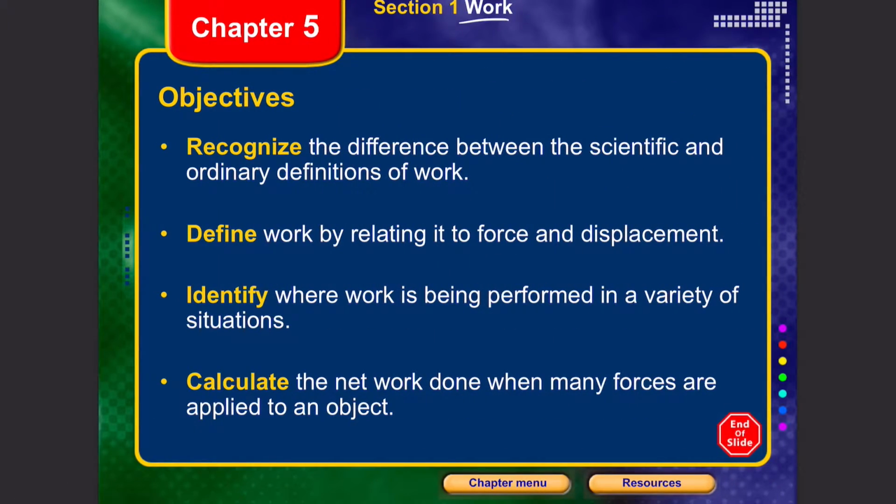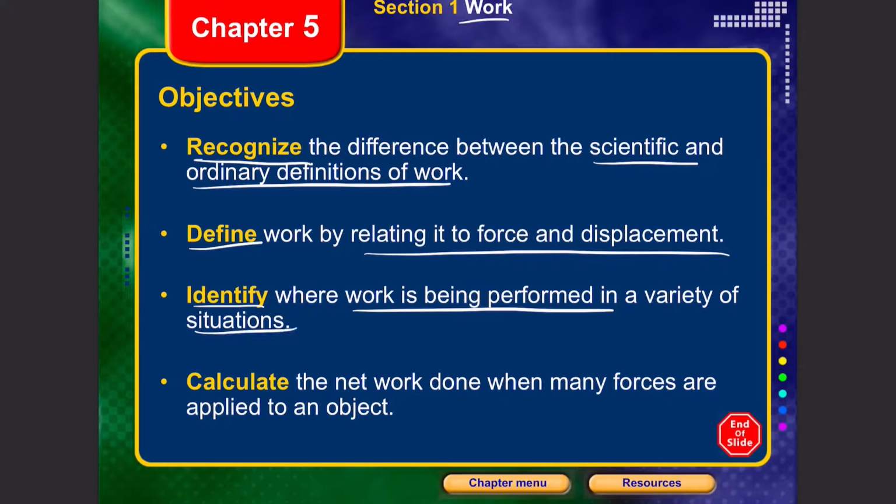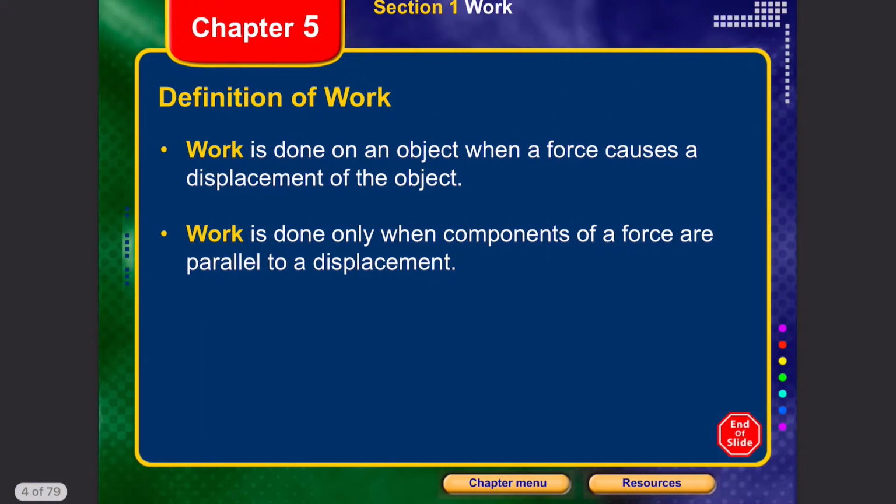So the objectives here are to recognize the difference between the scientific and the ordinary definitions of work, define the work by relating it to force and displacement, third, to identify where work is being performed in a variety of situations, and fourth, to calculate the net work done when many forces are applied on an object. So let's start with the definition of work.